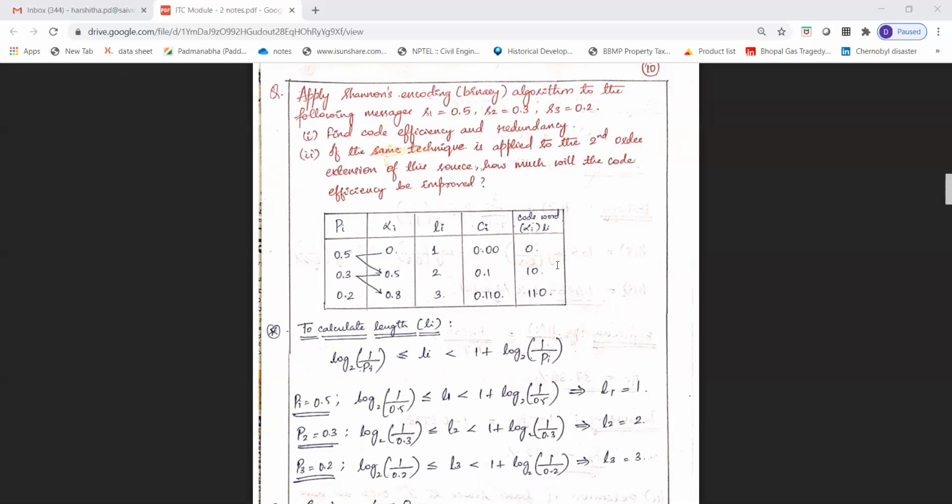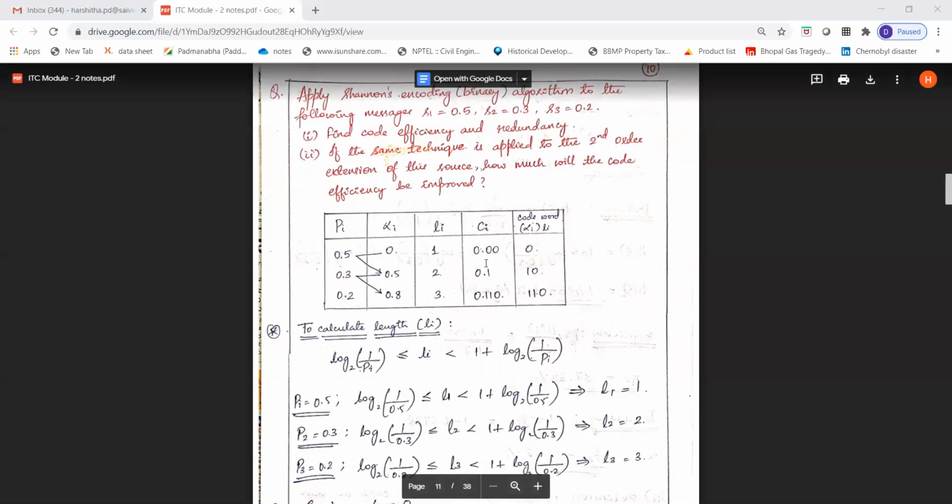Next, after calculating the binary value of these alpha, I'm calculating the code word. How will I calculate this code word? By looking at this column of Ci and the value of the length, I'll be writing the code word. So how will I do that?